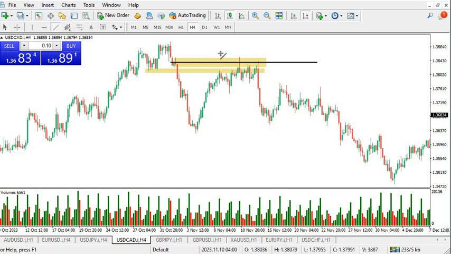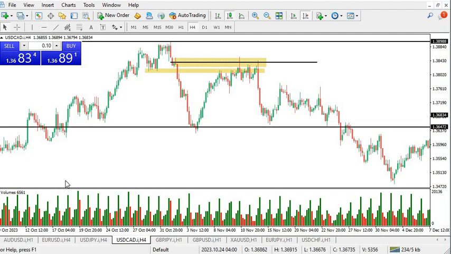What we would have done at this area, we would have placed our stop loss above the resistance, the main resistance, the main key area. The next order block should be our target.